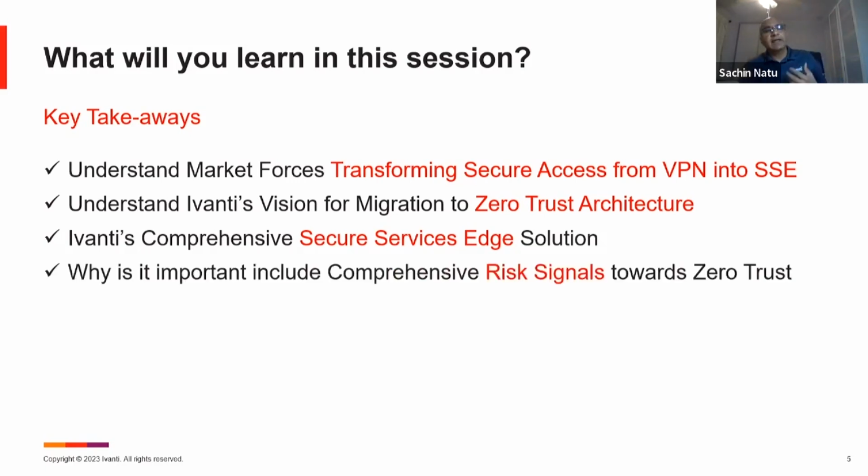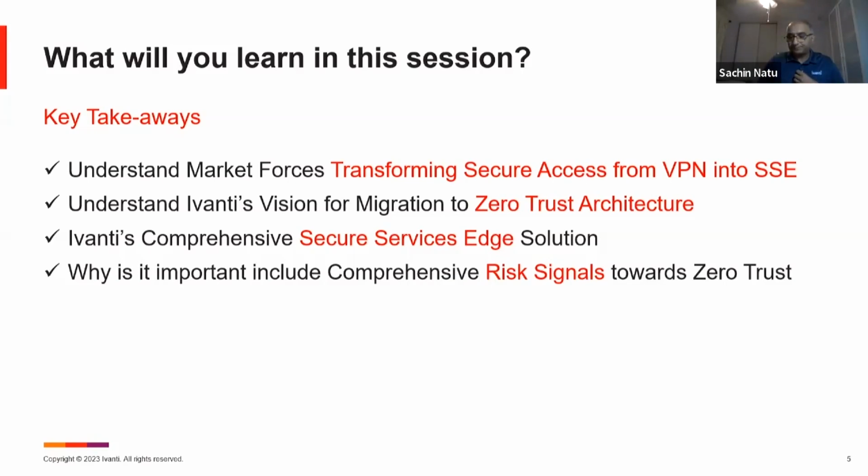Fourth is, anytime you talk about the zero trust, it's all about how many risks do you understand and what do you do about the risk. And this is where we have a very comprehensive analysis of risk signals. We look at pretty much all 360 degrees to understand various risks that are coming into the network, and we act on it.